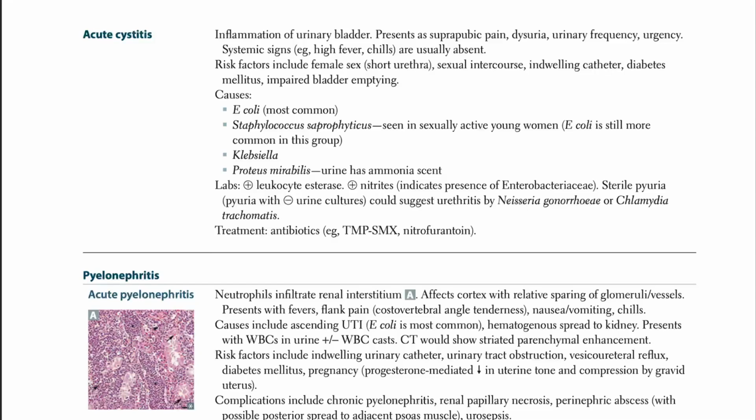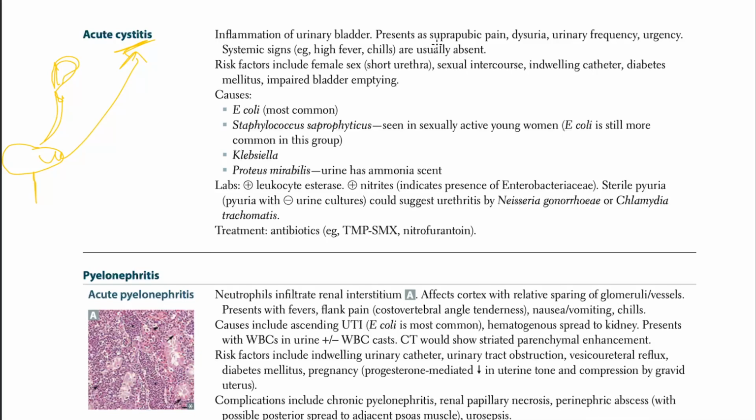Okay, let's talk about acute cystitis. It is an inflammation of the urinary bladder. Let's just make a urinary bladder here. So you have the kidneys, ureter, urinary bladder, and urethra. So here's the cystitis.